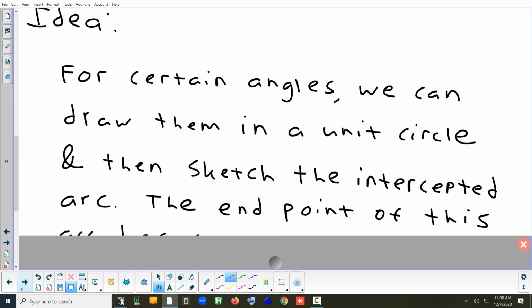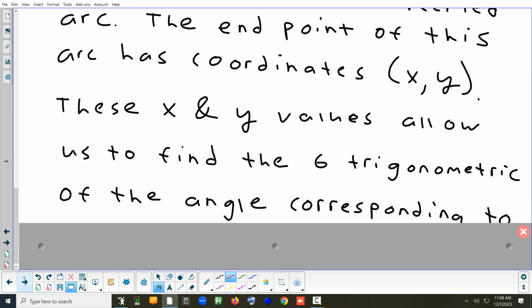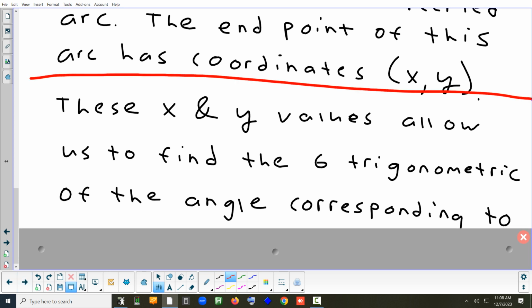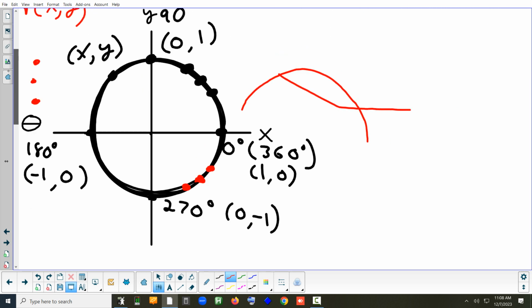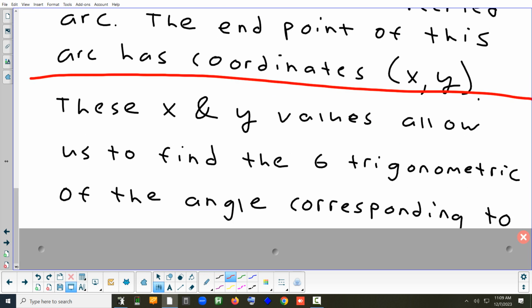So let's just start basically from that red line down. So once you find that coordinate, the coordinate has an x value and it has a y value. Those x and y values are what are going to allow us to find the 6 trig functions of an angle.